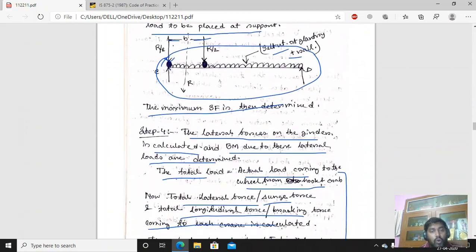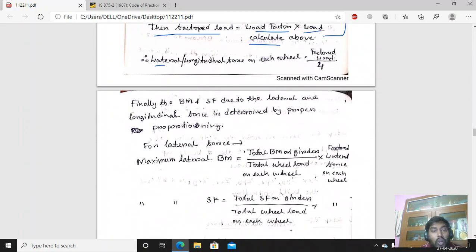What will be the load coming to one wheel? The lateral or longitudinal force on each wheel will be the factored load divided by 4. It is very much important here. So the factored load by 4 is the load coming to one wheel. If we know the load coming to one wheel in the girder, we can determine the bending moment and shear force due to this lateral force.